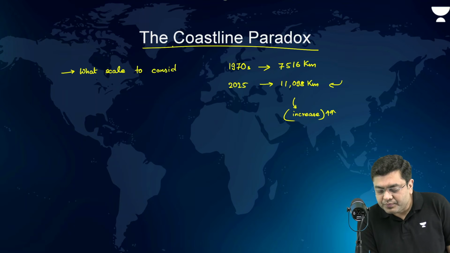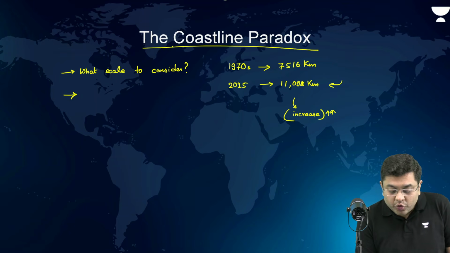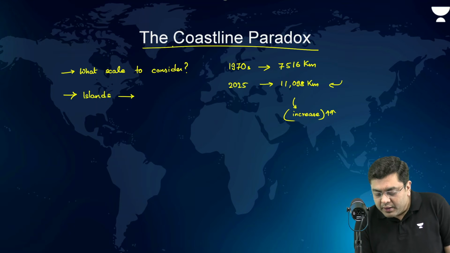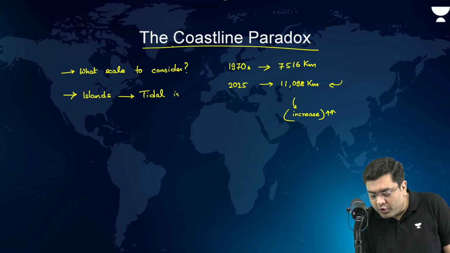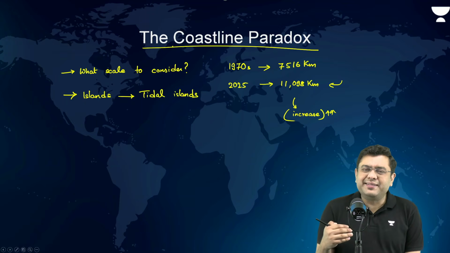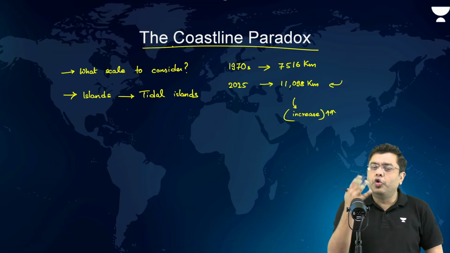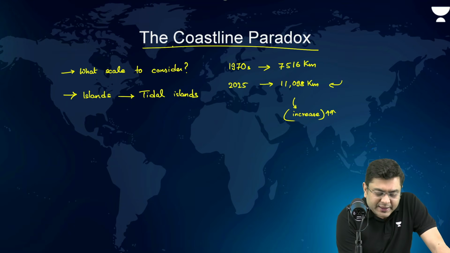The second paradox is how do we include the islands, particularly the tidal islands. Should they be included or should they be ignored? Tidal islands are those where the high tide can submerge the island, and the low tide can expose it.